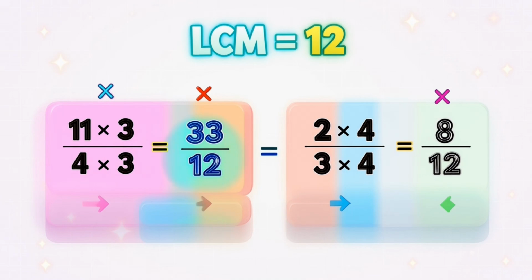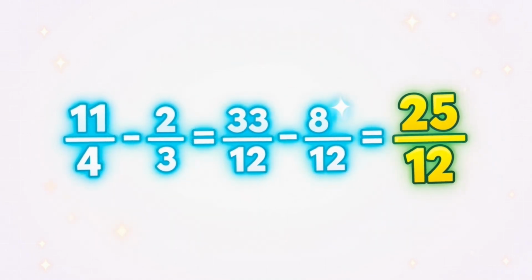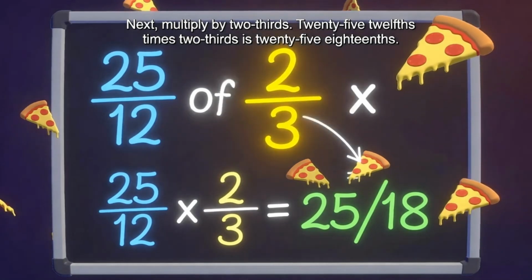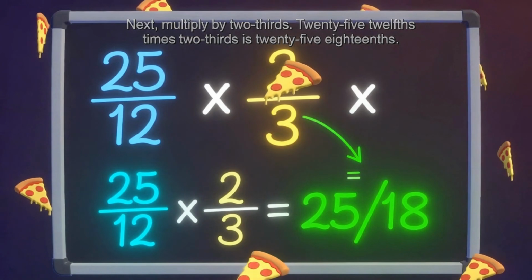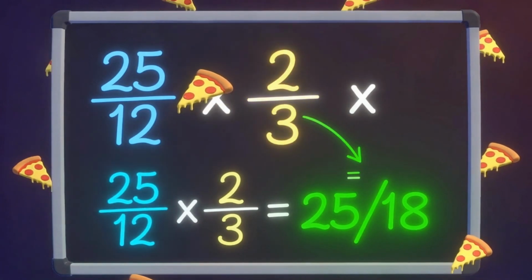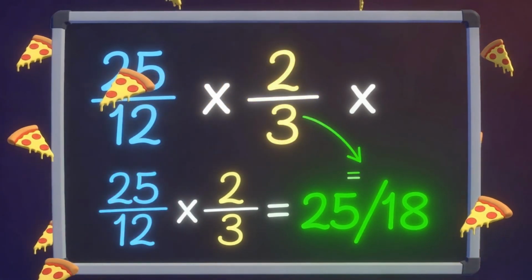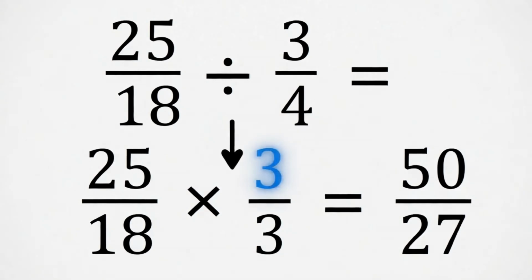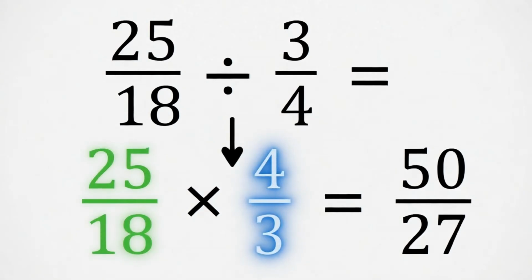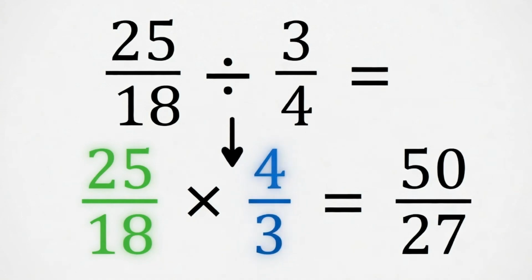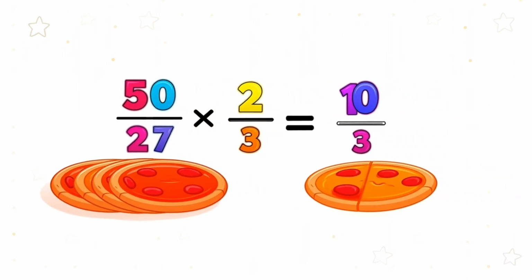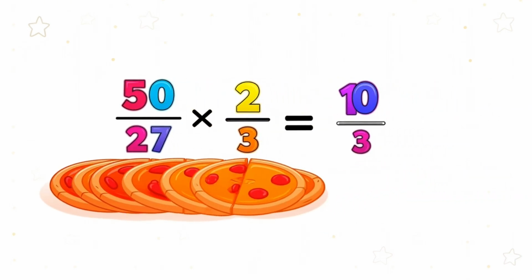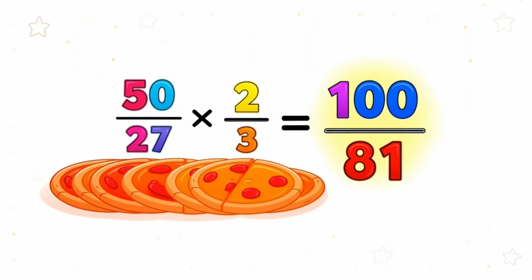Convert 11/4 to 33/12. Convert 2/3 to 8/12. Now subtract the numerators. 33 minus 8 equals 25/12. Next, multiply by 2/3. 25/12 times 2/3 is 25/18. For division, we flip the second fraction and multiply. 25 over 18 times 4 over 3 equals 50 over 27. Continue left to right. 50 over 27 times 2/3 gives 100 over 81.